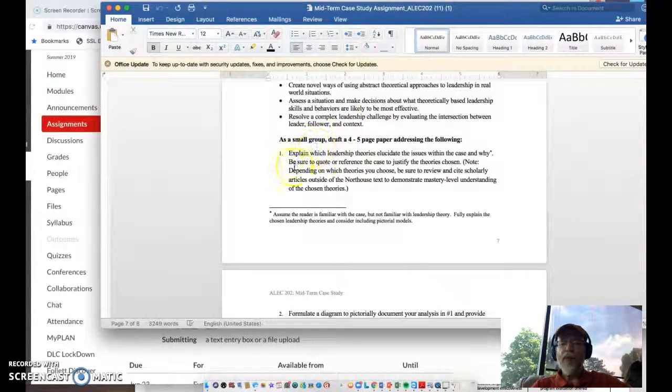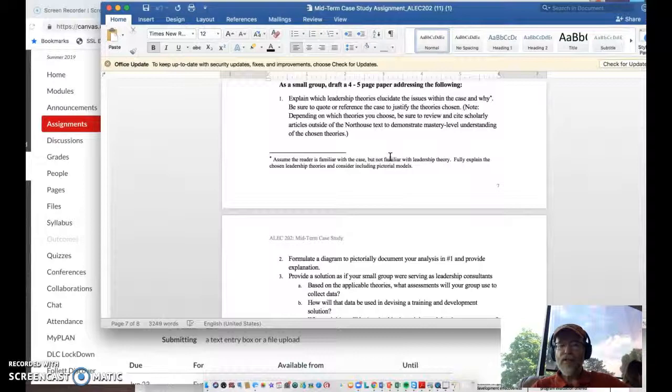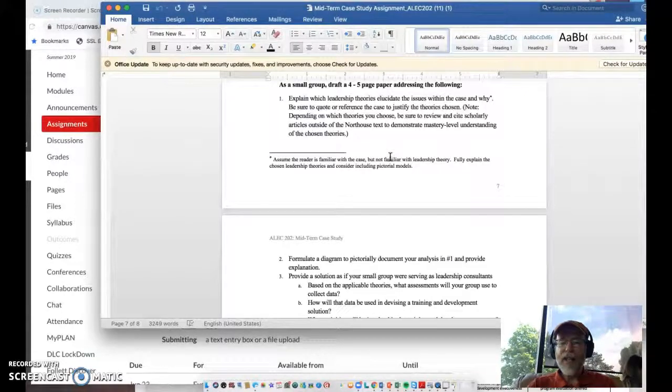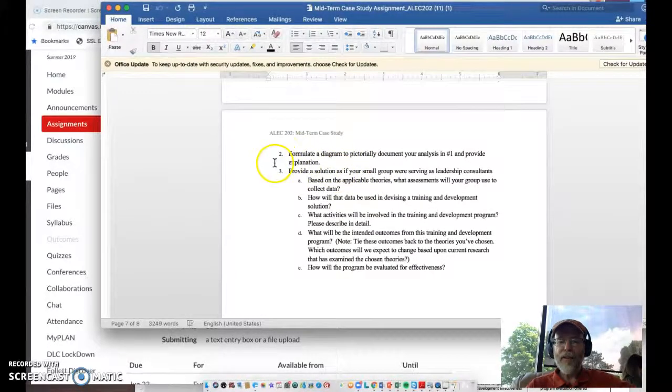And that's part of the first question here at the end of the case study: which theories elucidate the issues and explain the case. You want to cite Nordhaus, you want to cite articles, and justify your reasoning based upon the facts of the case and the theories that you choose. Then at the end of the paper, you're going to provide a solution. In the solution, you're going to say, okay, if I was going to improve this, what assessments would I use? You want to use the research assessments that are associated with the theory. What data do I need and how can I use that data to develop a training solution?